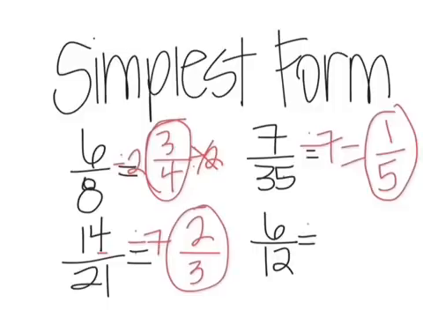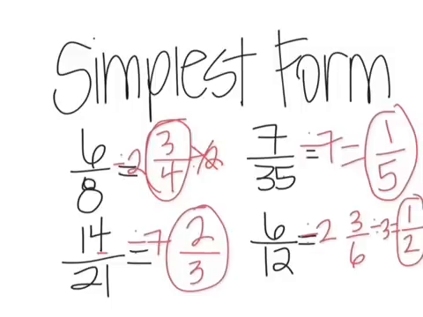For this last one, let's say I divide by 2. 6 divided by 2 is 3. 12 divided by 2 is 6. If I look at this, I know that 3 can be divided again by 3, and so can 6. So 3 divided by 3 is 1, and 6 divided by 3 is 2. I have a 1 in my numerator, so I know I'm as small as I can get. Notice that I had to divide twice, and I used two different numbers. There are different ways to do that. You could have divided by 3 the first time, or by 6 the first time. But whatever I did to one number, I did to the other.